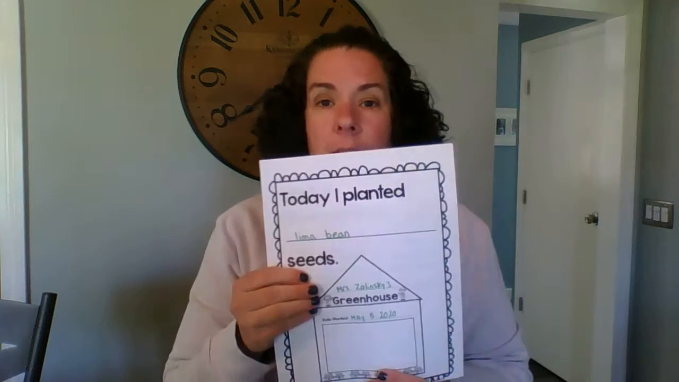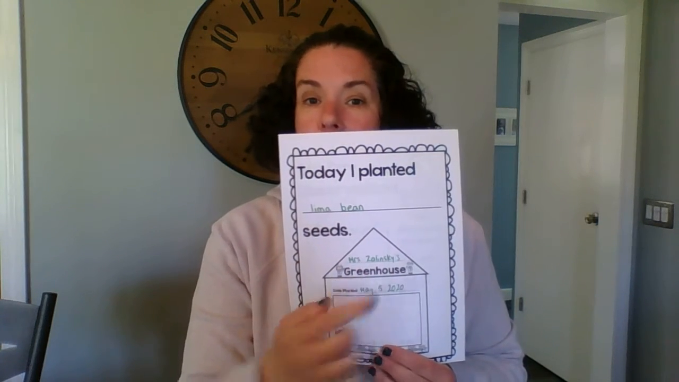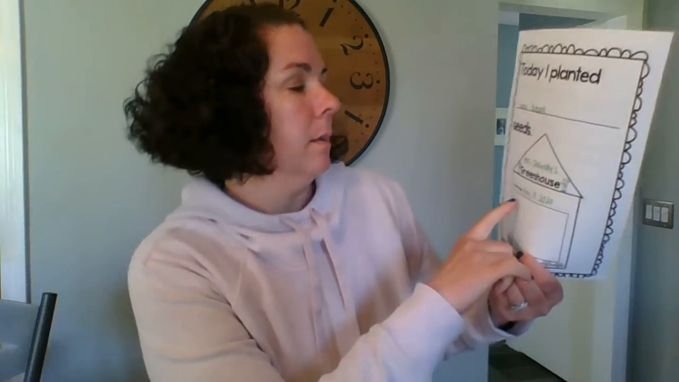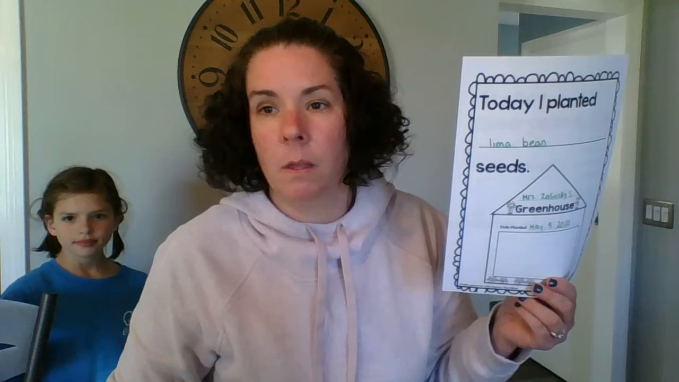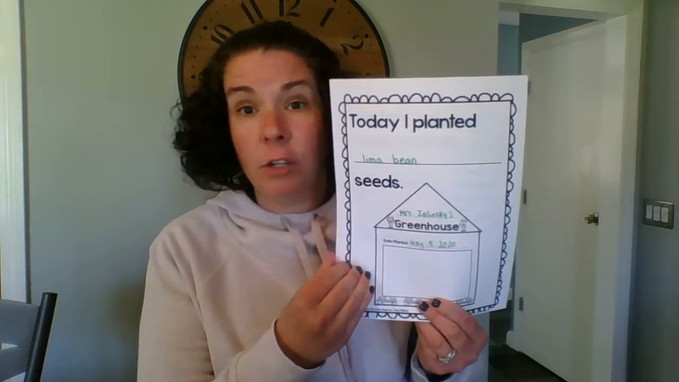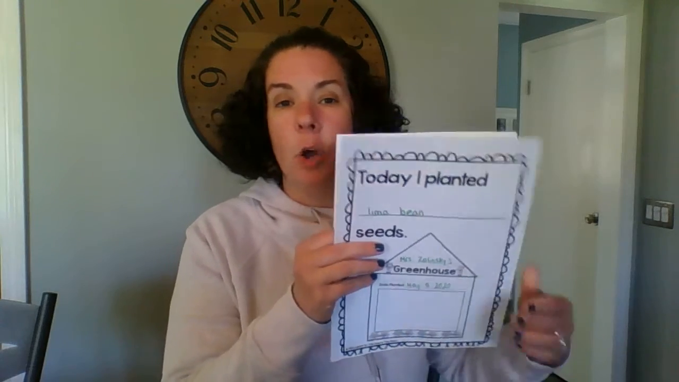I'm going to tape it up to a window in my house that gets a lot of sun. And then you can see it grow. Now with that, there's also a journal that I'd like you to keep. The cover of that journal says, "Today I planted lima bean seeds." And it says, "Mrs. Zielinski's greenhouse. Date planted May 5th, 2020." So this is the cover of the journal. You don't have to print it. You can keep this journal on any paper or notebook you want.